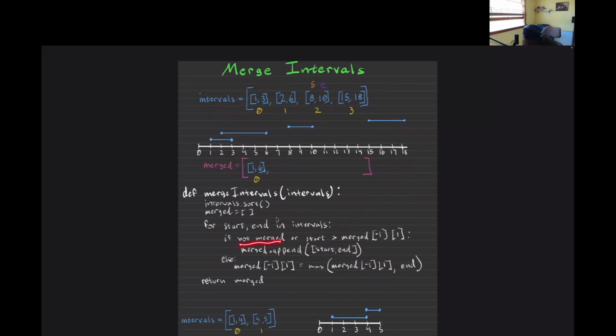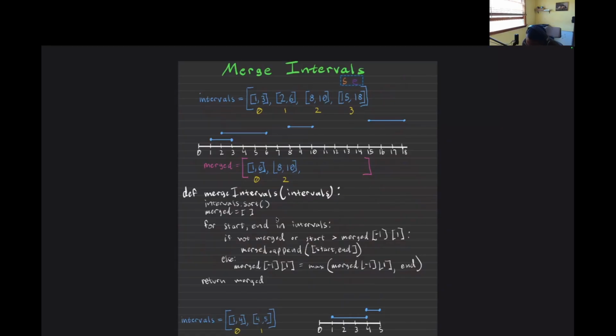Okay. If not merged, well, we definitely have something in merged, so this won't work. Okay. Or start is greater than merged of -1, 1. So is this guy greater than this guy? Oh, it is. So we'll just immediately append this current start and end, right? So we'll take this, bring it here. Okay, cool.